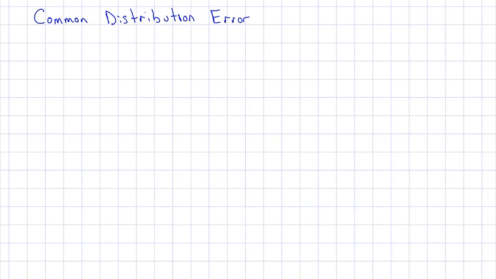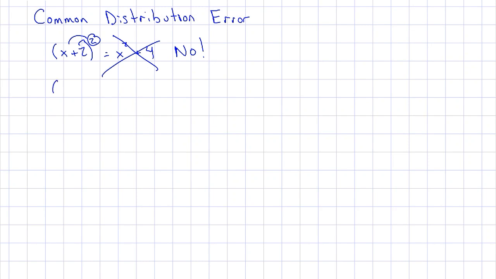Let's get started. So here is a common distribution error that I often see as an instructor. If you have something like (x + 2)^2, a lot of students will take this square and put it inside and say this is equal to x^2 + 4. This is not true. So let's talk about why.